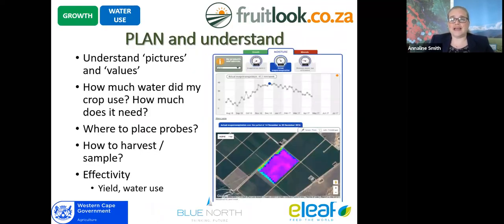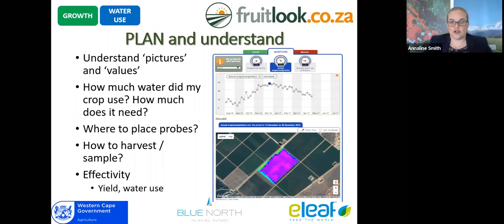So when we want to plan and understand for the season, we have to, like I previously said, ask what these values mean and what they mean for me. There are no standards when it comes to FruitLook of this is a good value for a pear block, this is a bad value for an apple block. You can only compare yourself with yourself because there are so many variables that have an effect on your growth. What could be a good value for you might be a bad value for someone else. So only compare yourself with yourself.